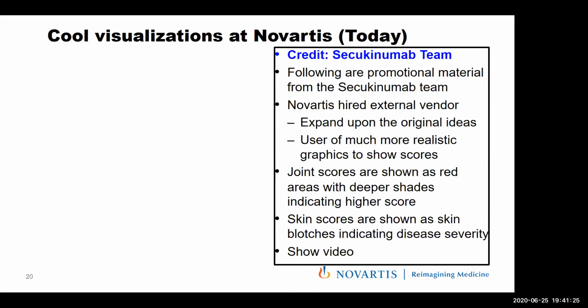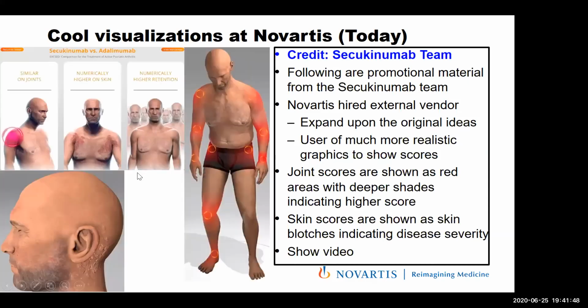The idea was to use much more realistic graphics to show these scores. Joint scores are shown as red areas, with deeper shades of red indicating higher scores. And you remember on that previous slide, we had skin scores as well. On the skin, it's shown as blotches indicating disease severity. So this is what it looks like right now.